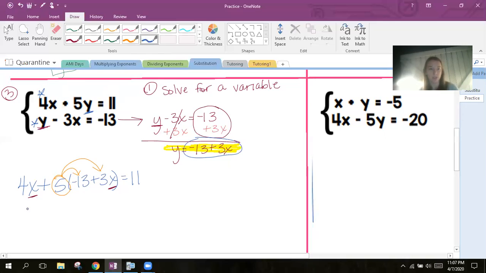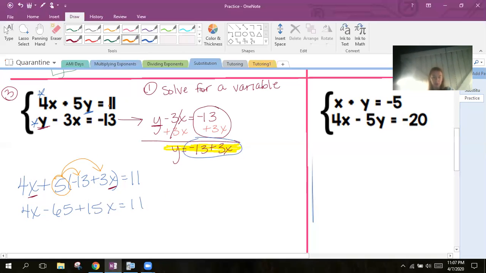So I'm going to bring down that 4x so I don't forget about it, and I have a positive 5 times a negative 13. That is going to give me a negative 65. All right, and then I have a positive 5 times a positive 3x. That's going to be a positive 15x equals 11.